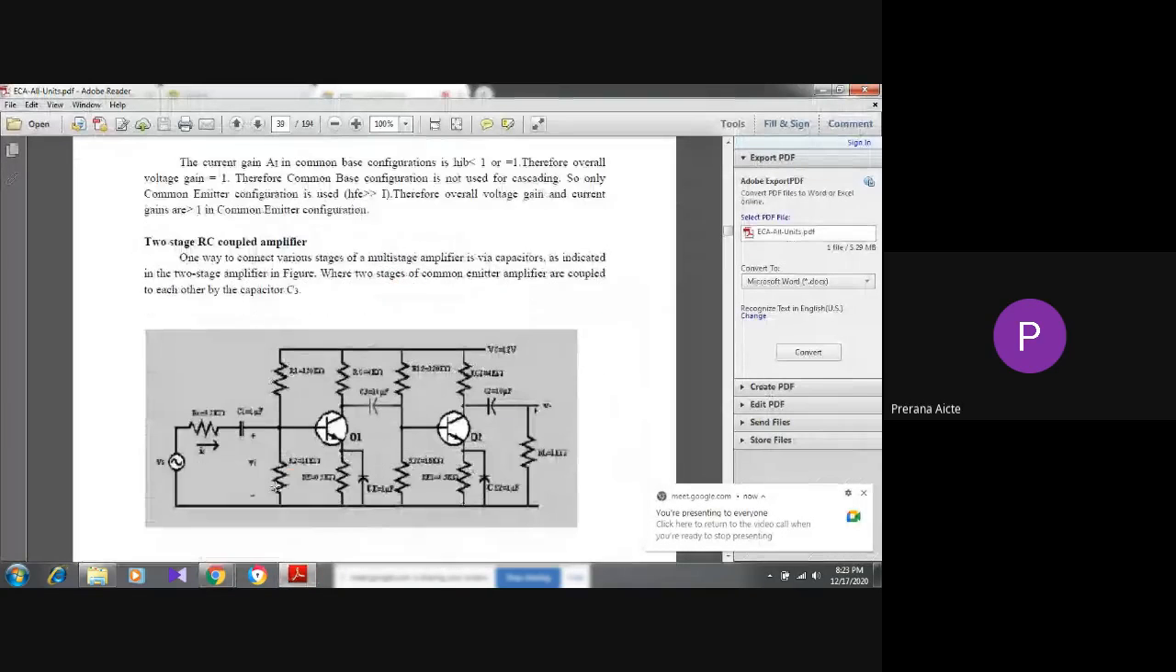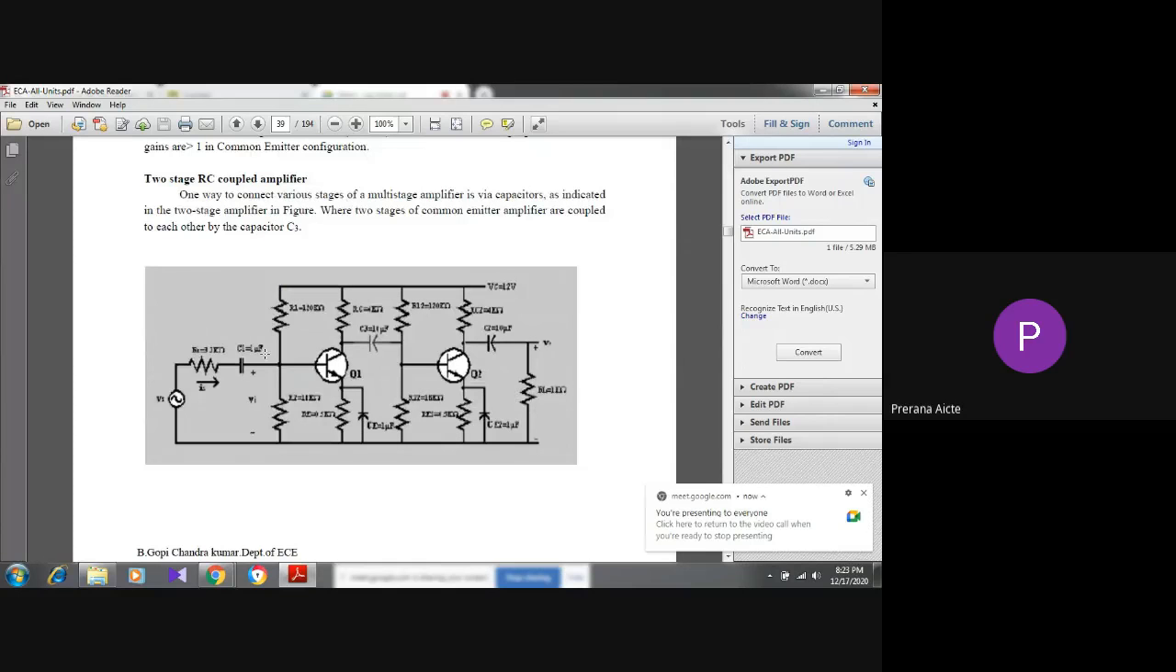Right. Next, this is a two-stage RC coupled amplifier. The first stage is common emitter, and the second stage is also common emitter. Just observe this figure. Here the base is the input, the collector is the output, and the emitter is the common terminal. The second stage has the same circuit. Generally we prefer this type of circuit.